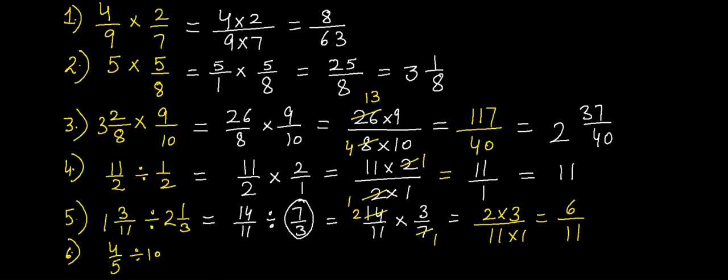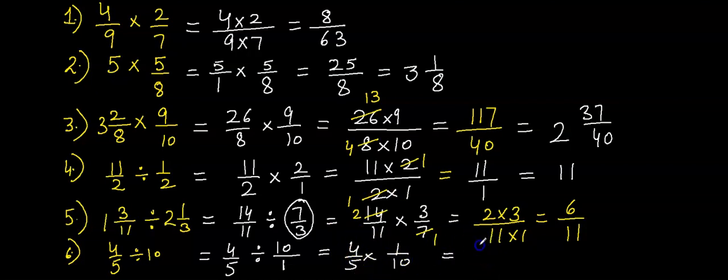Let's try the last one. So 4/5 divided by 10. Since it's a division again, first write that 10, because it's a whole number, with 1 as a denominator. And then we flip the second fraction, which is 10 over 1. So 4/5 times 1 over 10.